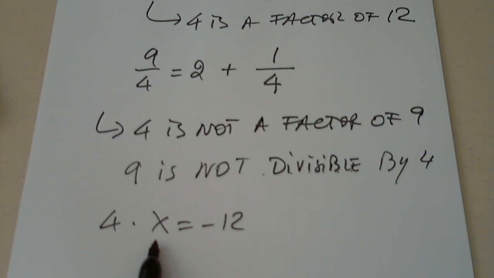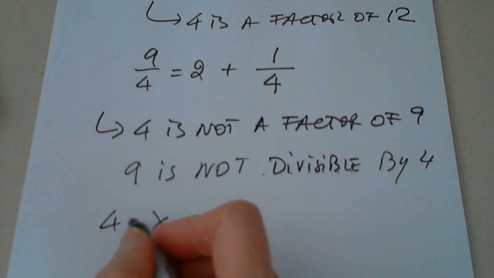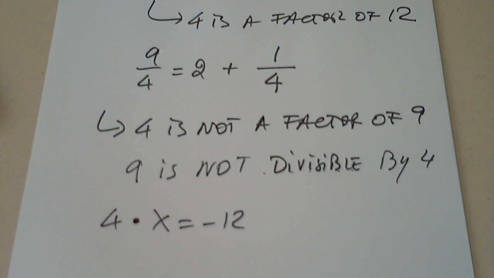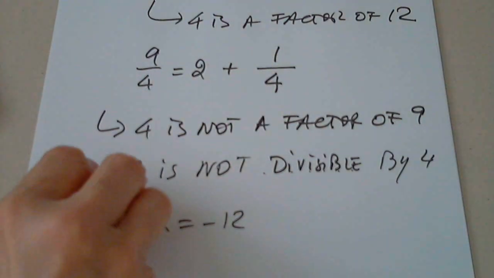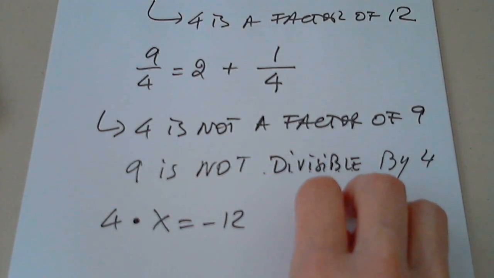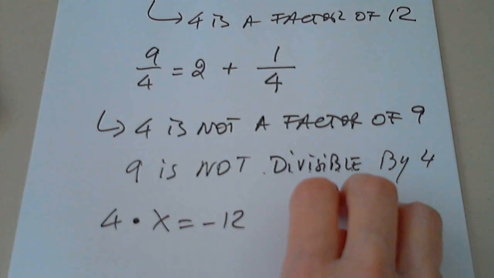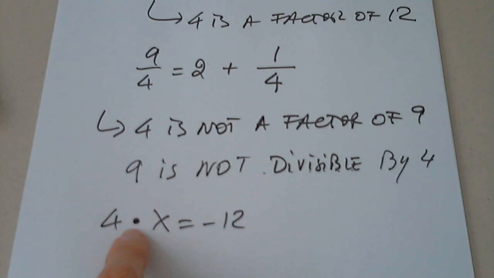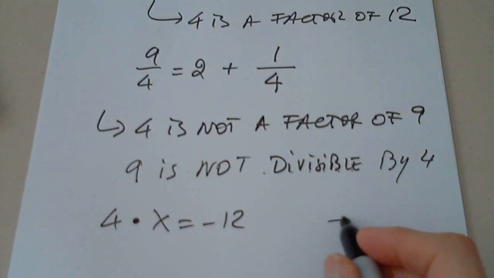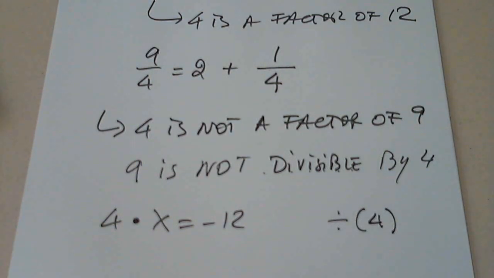I use our best friend x again. Notice that this is multiplication. Even if I want to, I cannot take 4 to the other side like I did before, because the operation is not addition or subtraction. In this case, I have to use the inverse operation of multiplication, which is division. So I have to divide both sides by 4.